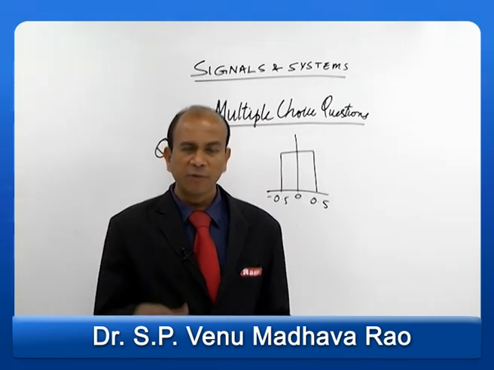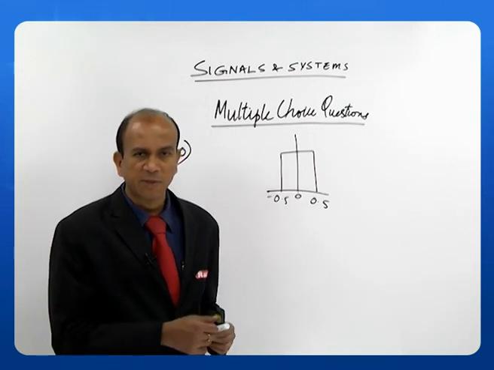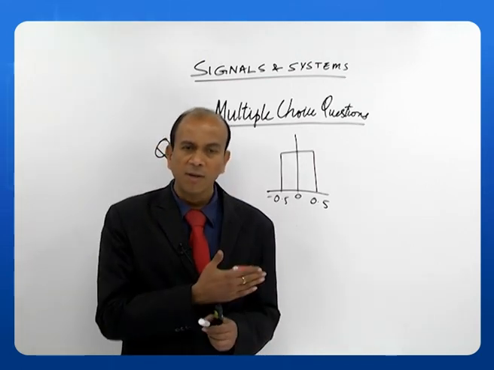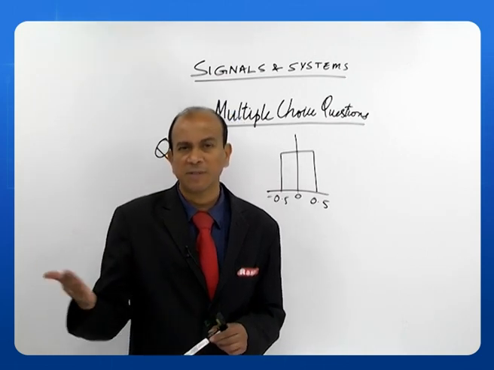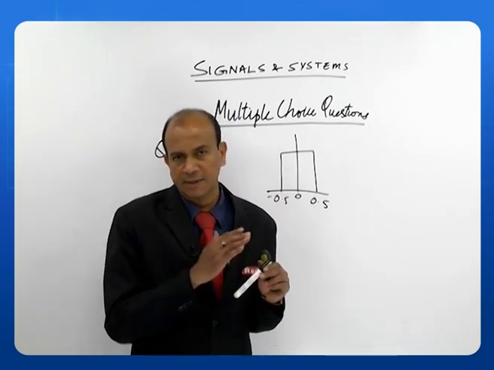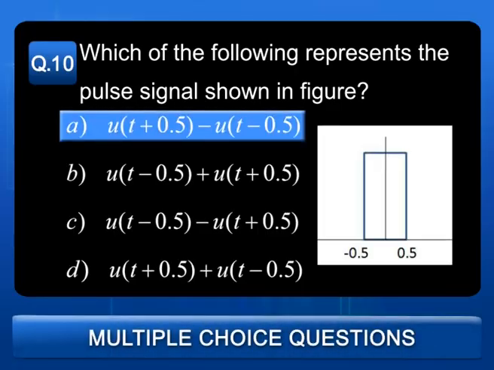Okay, that means u of t plus 0.5 means what? It is starting from minus 0.5 and it is going on, whereas the other signal u of t minus 0.5 is starting from 0.5 and moving towards it. So when I subtract this, what is left is this. Okay, so A is the answer.